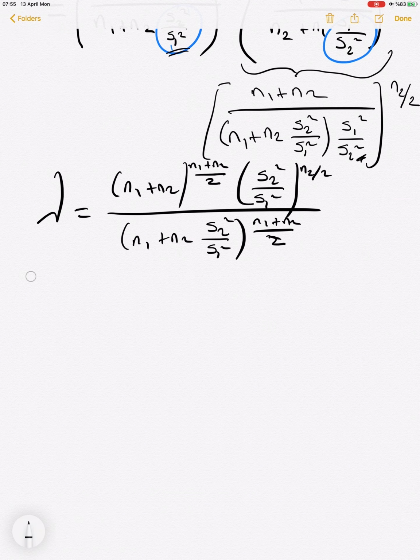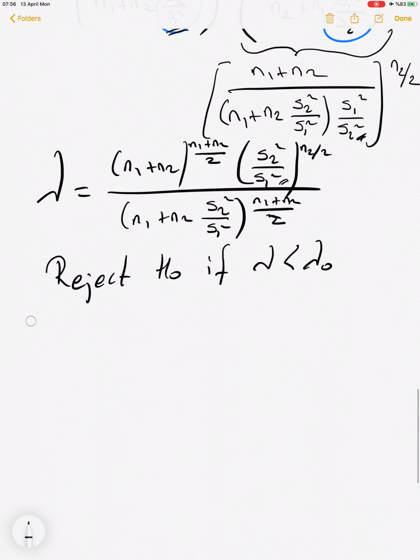Okay, so now we have a statistic which is a function of s2 square over s1 square, so everything is nice now. And then what is our rejection region? Reject h0 if our lambda is less than lambda 0.